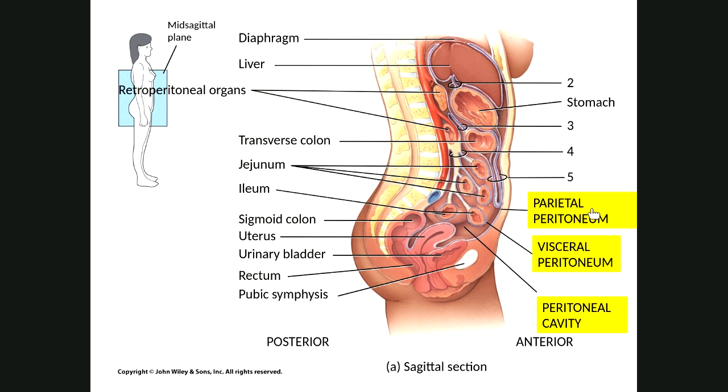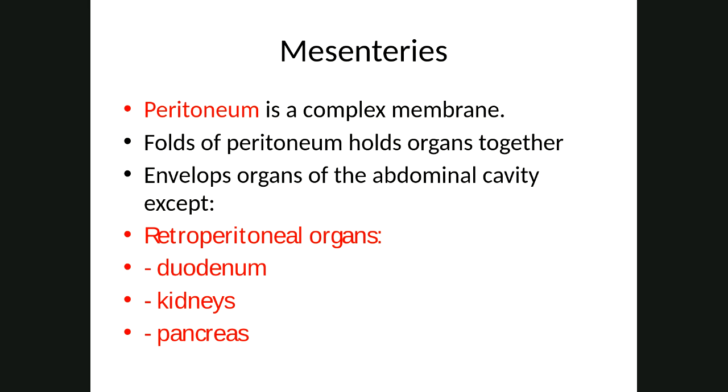If you look, here's the parietal peritoneum. The visceral covers the organ. The parietal covers the cavity. And here's the peritoneal cavity right here. So that's the space in between those two layers. We'll see some more images soon.